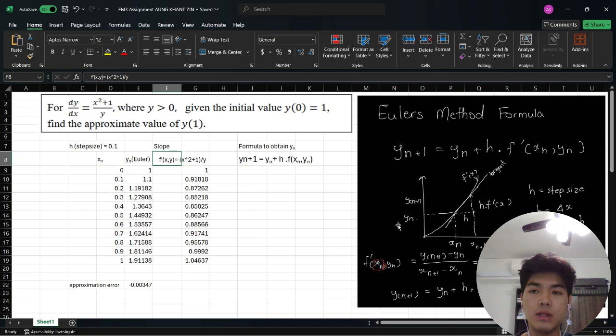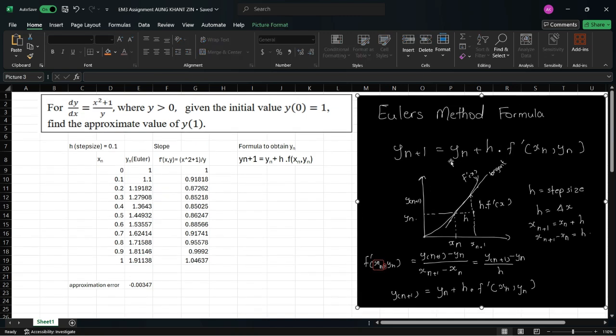In this video, I would like to do a brief explanation about Euler's method formula to estimate the initial value problem, which is also known as IVP. Before we start, I would like to briefly explain how to derive Euler's method formula.